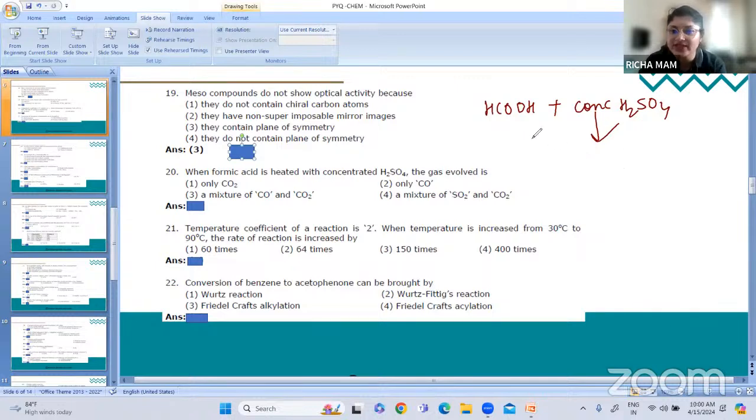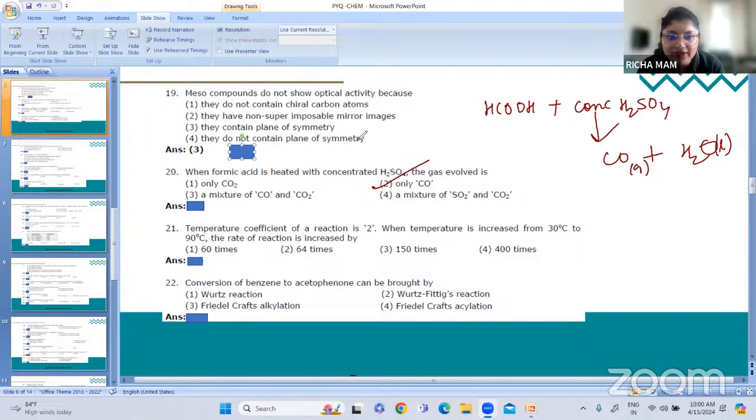So, which gas is evolved here? It will give you carbon monoxide plus H2O. Carbon monoxide is a gas, and water is a liquid. So you will get only CO, only carbon monoxide.